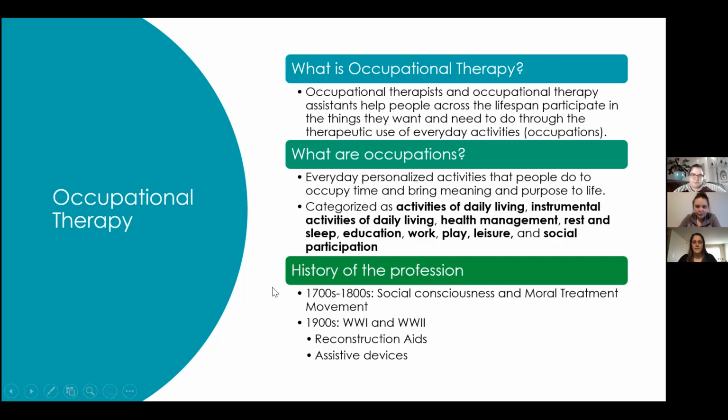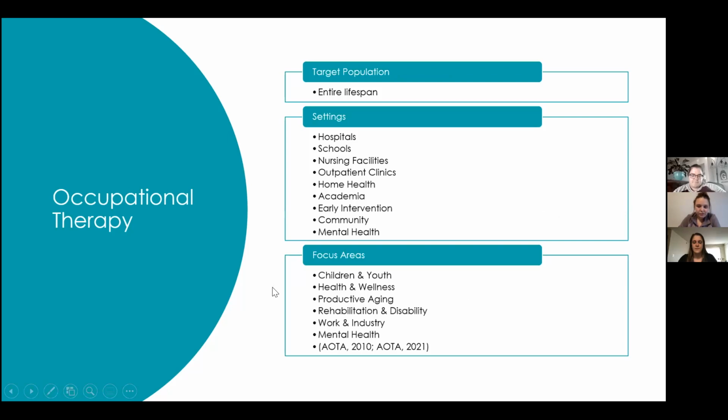So, occupational therapists can work with individuals throughout the entire lifespan. You can find OTs working in settings such as hospitals, schools, nursing facilities, outpatient clinics, home health care, academia, early intervention in the community, and in mental health settings. OTs also tend to focus on the areas of children and youth, health and wellness, productive aging, rehabilitation and disability, work in industry, and mental health, but the field is still emerging and evolving.